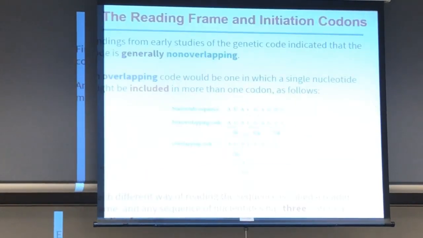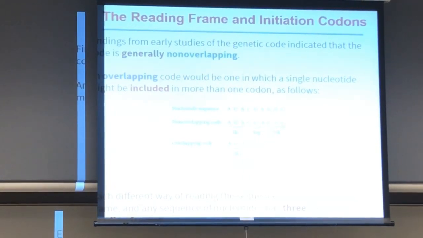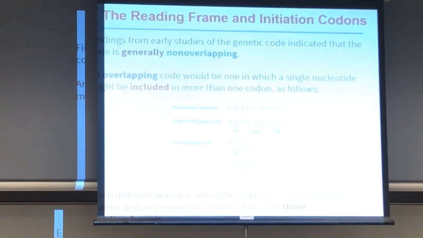Anyway, now, findings from early studies of the genetic code indicated that the genetic code is generally non-overlapping. I worded it generally non-overlapping because if you look at this here, these three are one codon, and you have 3 codons here, 1, 2, and 3. So each codon codes for one amino acid. Okay?